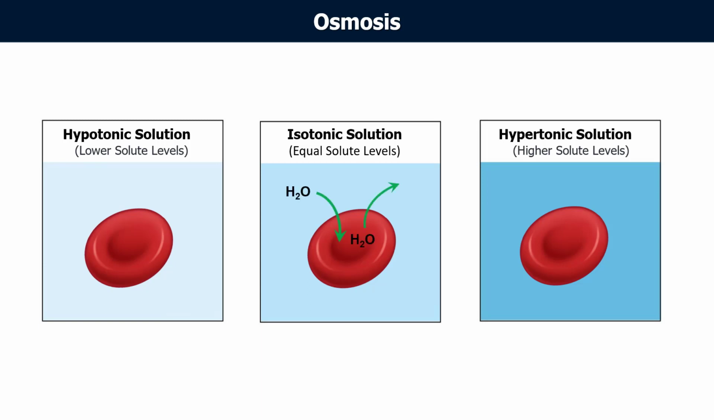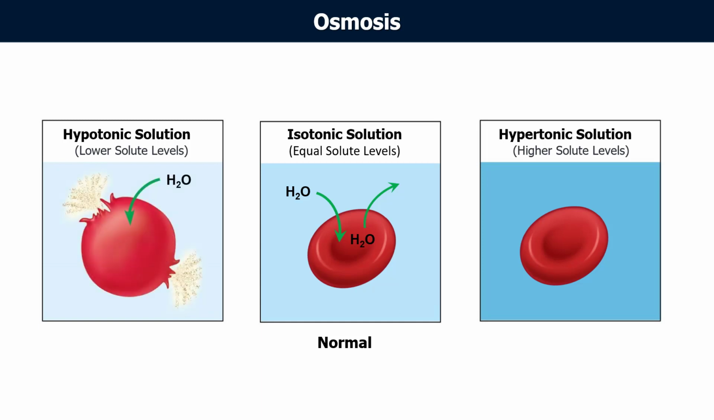Well, in the isotonic scenario, water would enter the cell and exit the cell in the same amounts. And that's exactly what we want. We want fluids, water to move in and out equally so that the cell itself does not change shape or size or become damaged in any way. So that's the normal scenario there. But let's look at the hypotonic scenario. Well, in this case, water is going to enter the cell predominantly by osmosis, and the cell is going to lyse. It's going to fill up like a water balloon and burst.